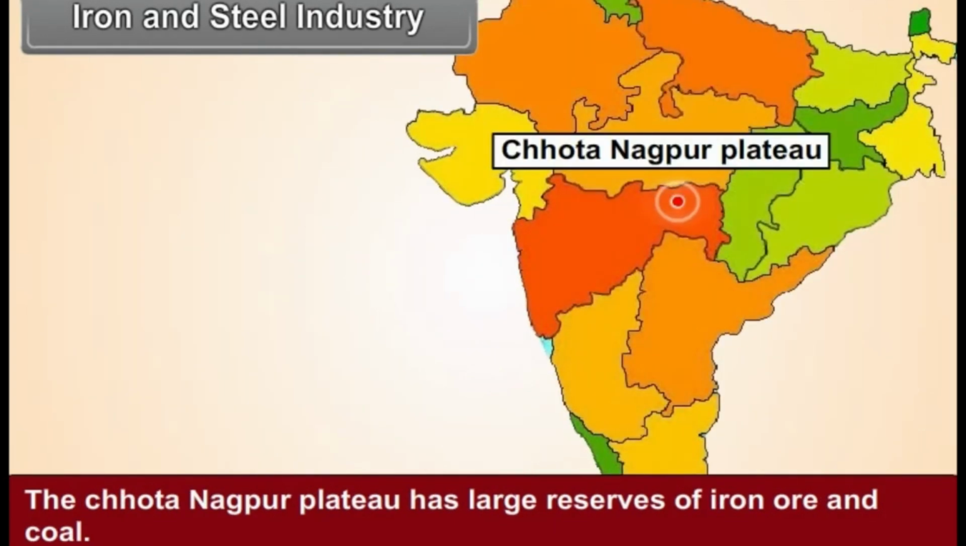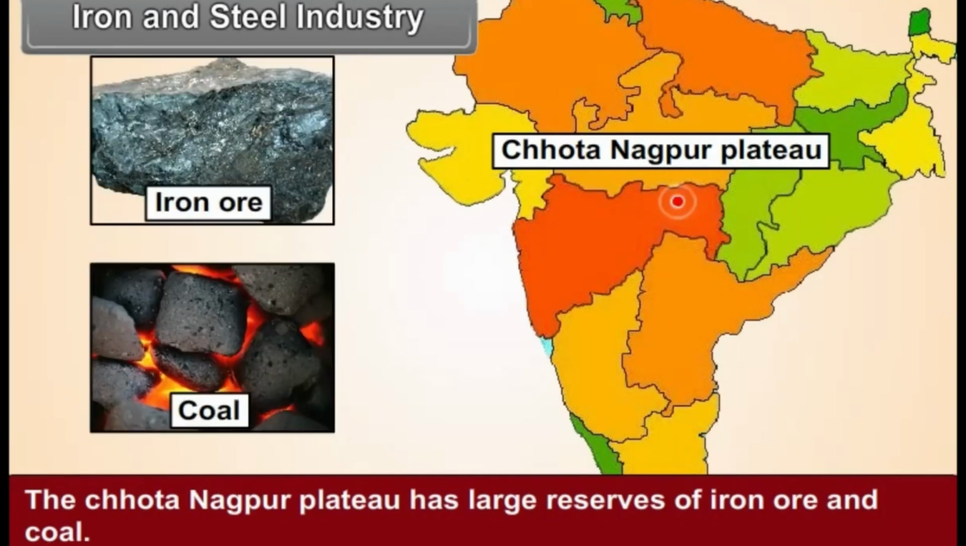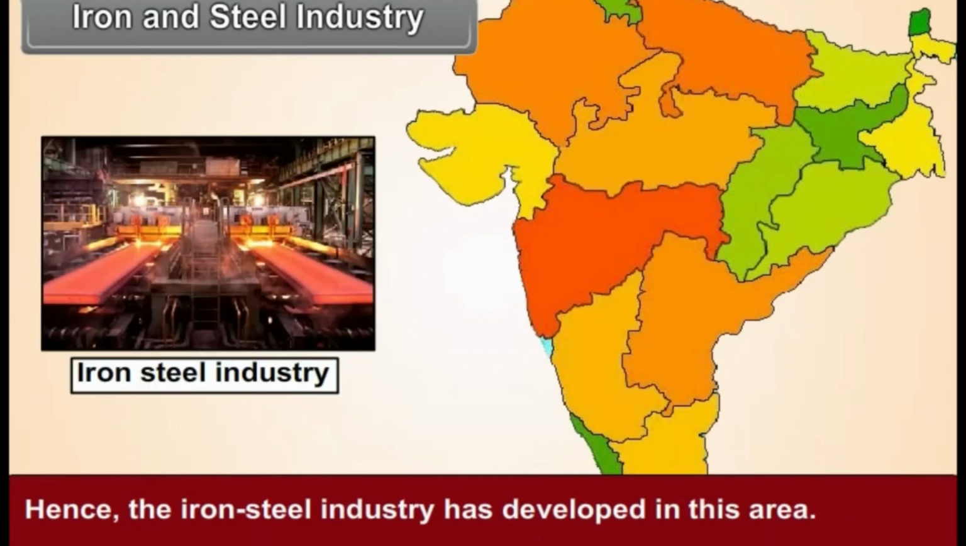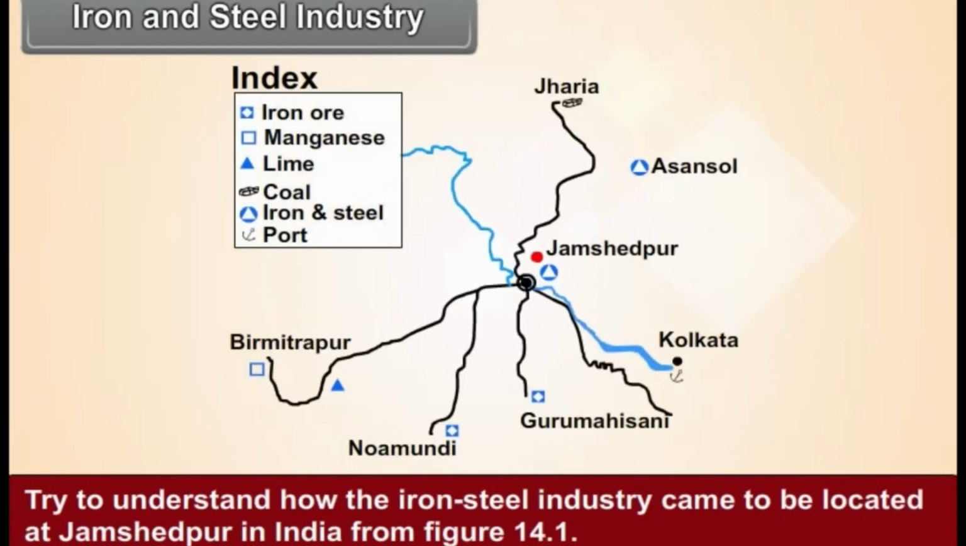The Chota Nagpur Plateau has large-scale reservoirs of iron ore and coal. Hence, the iron-steel industry has developed in this area. Try to understand how the iron-steel industry came to be located at Jamshedpur in India from figure 14.1.